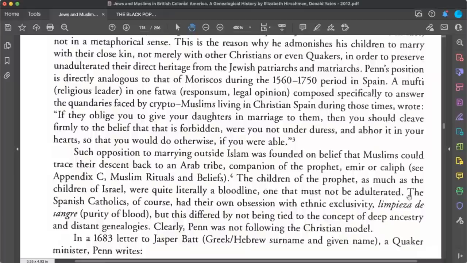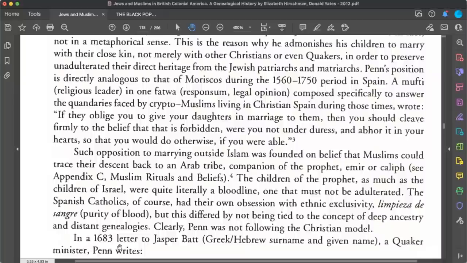The Spanish Catholics, of course, had their own obsession with ethnic exclusivity, limpieza de sangre, purity of blood. But this differed by not being tied to the concept of deep ancestry and distant genealogies. Clearly, Penn was not following the Christian model.